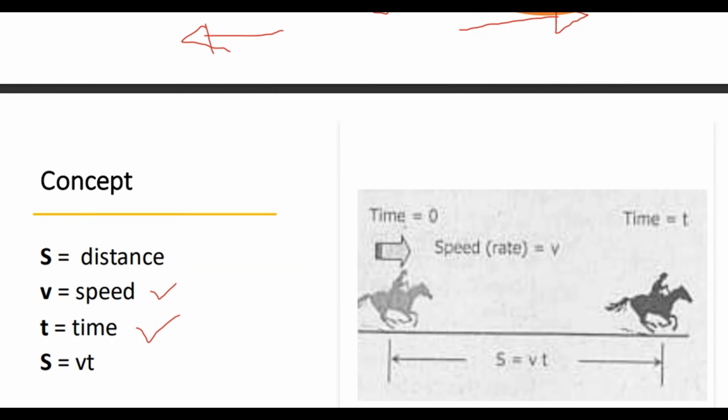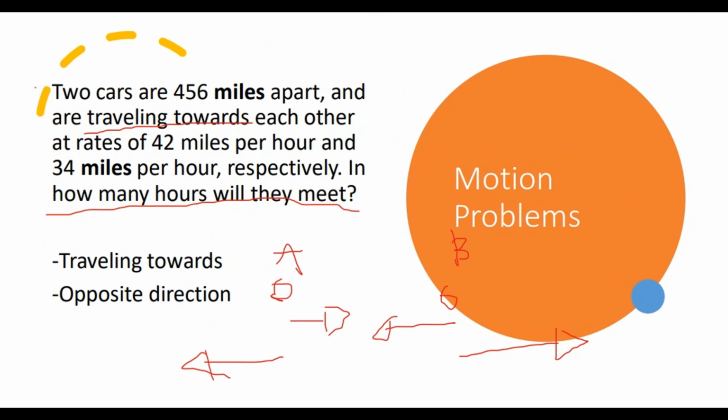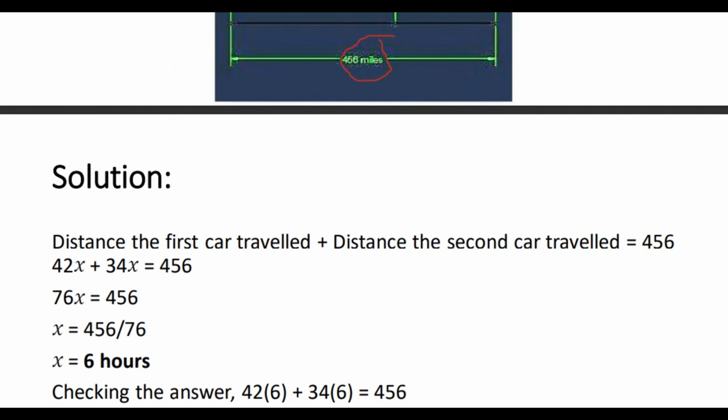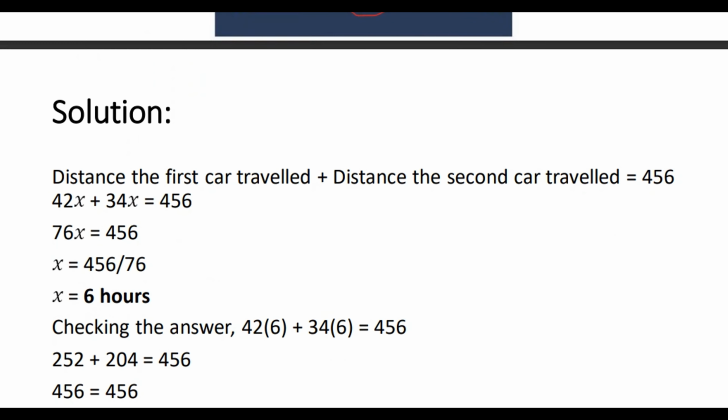Since in this problem we are finding the time when they will meet, with the following given, we have one unknown in this equation, that is x. So we can simply create an equation where 42x plus 34x gives us a total distance of 456. So the distance the first car traveled plus the distance the second car traveled gives us the equation 42x plus 34x is equal to 456. We further simplify: 42x plus 34x is 76x equals 456.